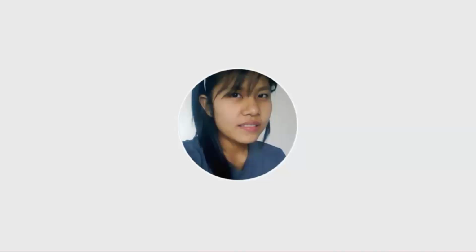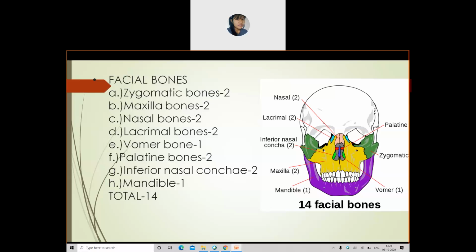Nasal bones, where are they? This side, so one, two. These are the two nasal bones. The next is lacrimal bones, one, two, so two lacrimal bones. Next is the vomer bone, which you get here in the middle, one. Next is palatine bones. How many will you get? One, two, so two palatine bones.